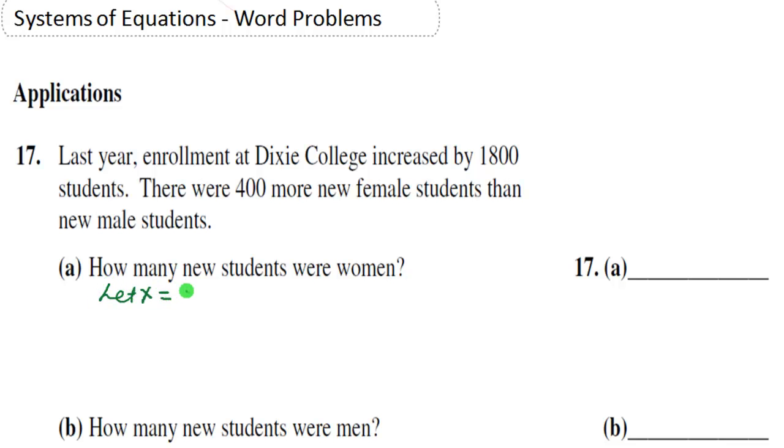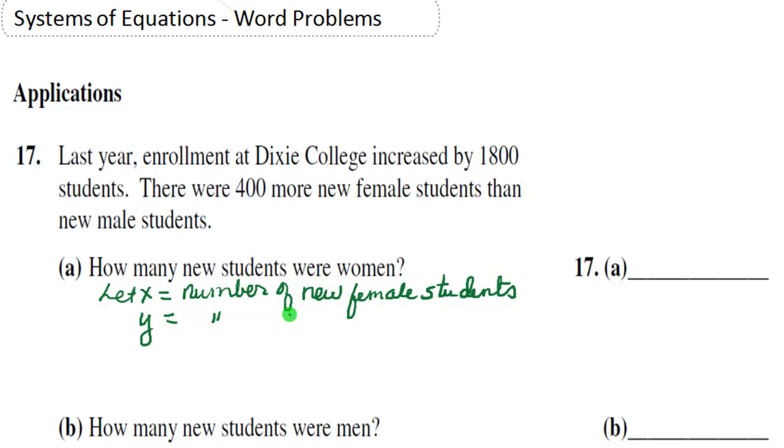So there are two quantities that we don't know, and that's the number of new women students and the number of new male students. So we will let x represent the number of new female students enrolled, and then we're going to let y represent the number of new male students enrolled.